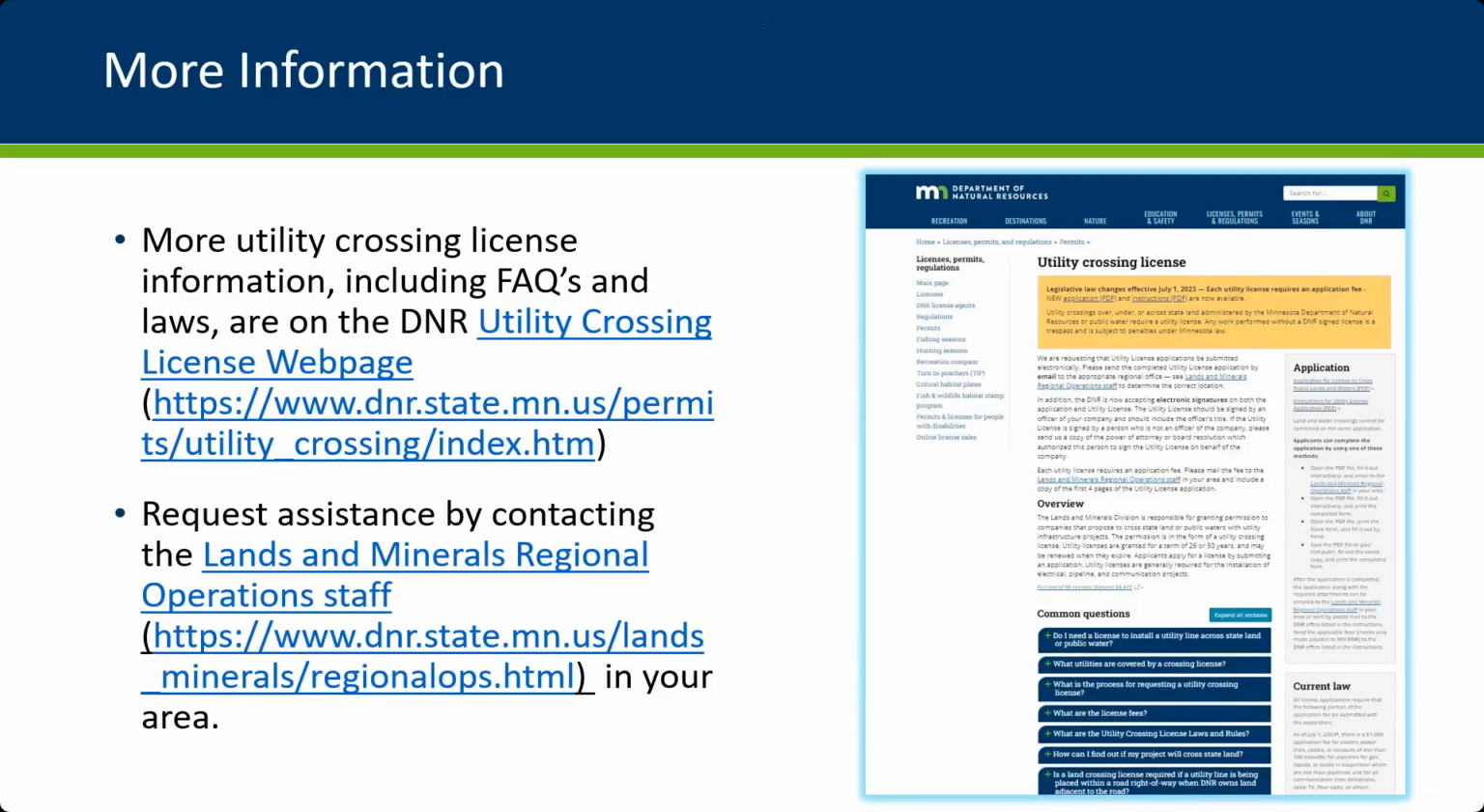As we conclude this section of the slideshow, more utility crossing license information, including frequently asked questions, laws, utility license application, and additional resources can be found on the Department of Natural Resources Utility Crossing License webpage. You may also request assistance by contacting the Lands and Minerals Regional Operations staff for your project area. This information is also listed on this website. This concludes Section 3.